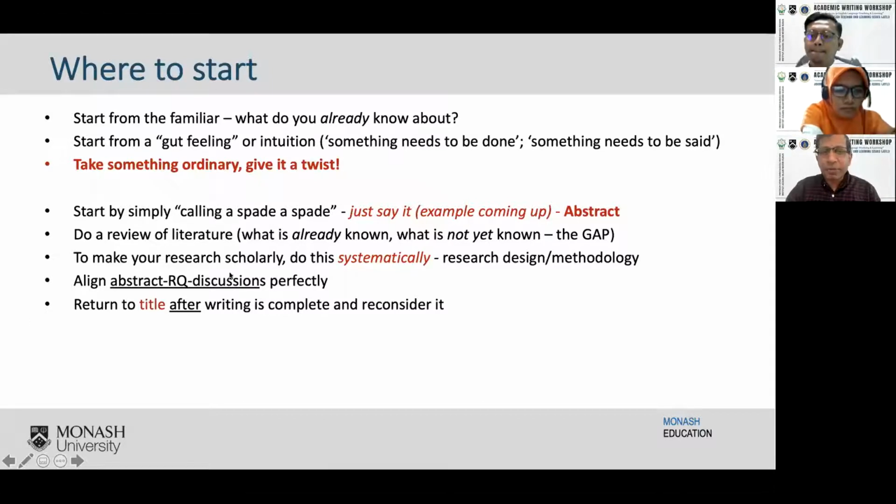So by the time you finish your discussion, you go back to the abstract and you see that there is a mismatch. It's like, they are not matching anymore. So you have to make sure they match. And finally, return to the title of your paper and see whether it matches with what you've done. Because again, the title is chosen at the beginning, before even you start data collection. So you have to revisit the title. So this is where we start.